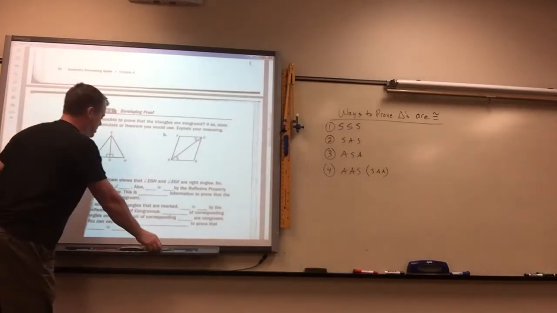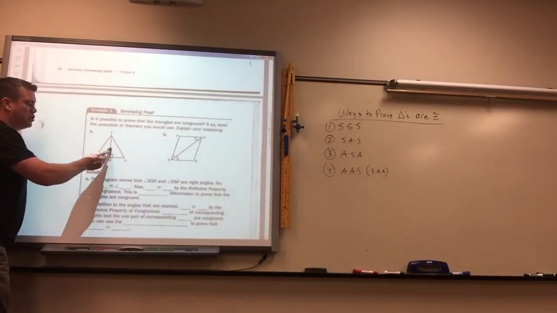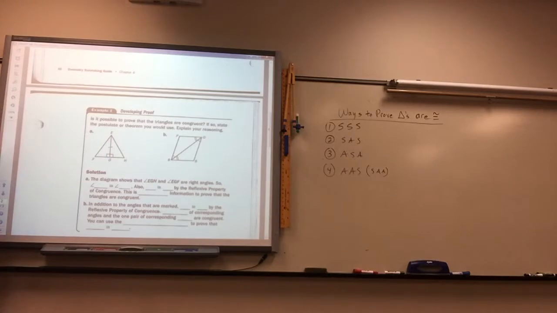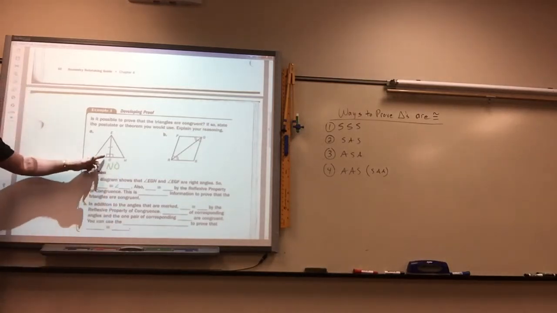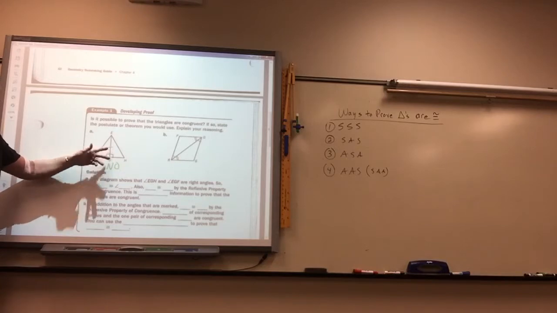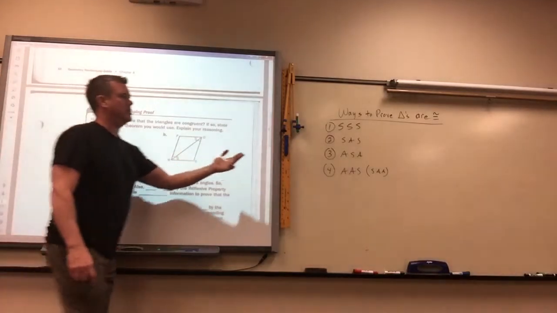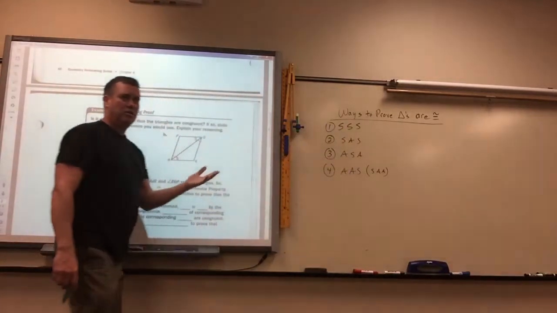So in this picture, again, you know it's got a shared side right there. Do you know anything else that's true? These are equal. It's no. So this is a no. You just don't know enough. We know that these two angles are equal and we know that side, but remember you need to know three things. So if you don't know three, it's just no.